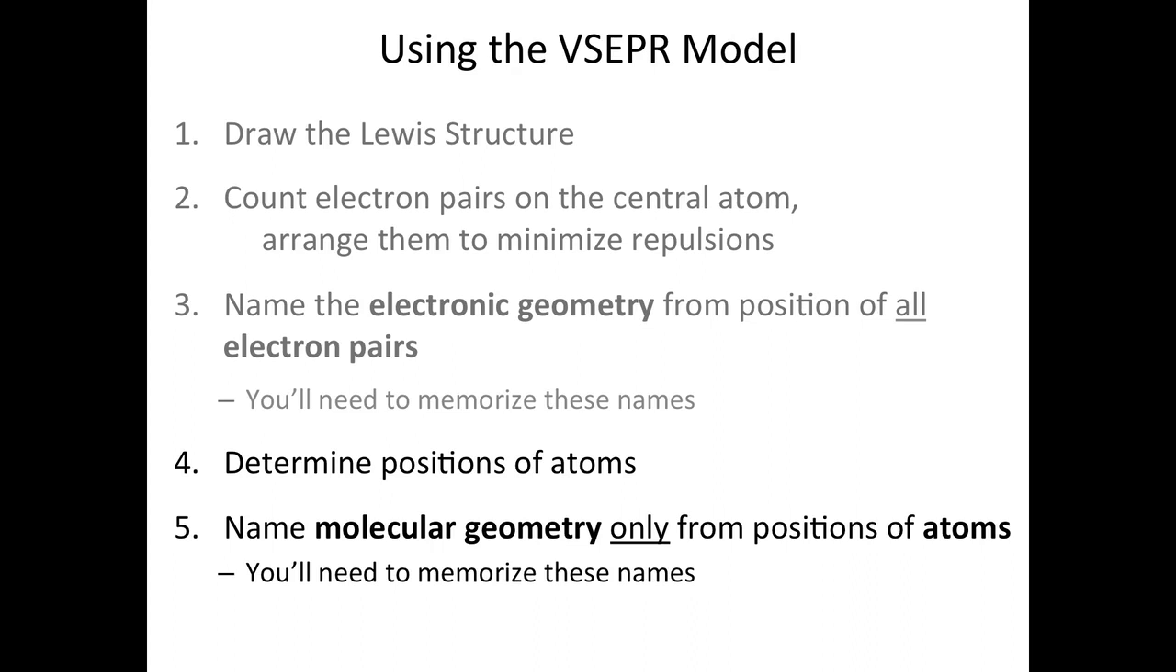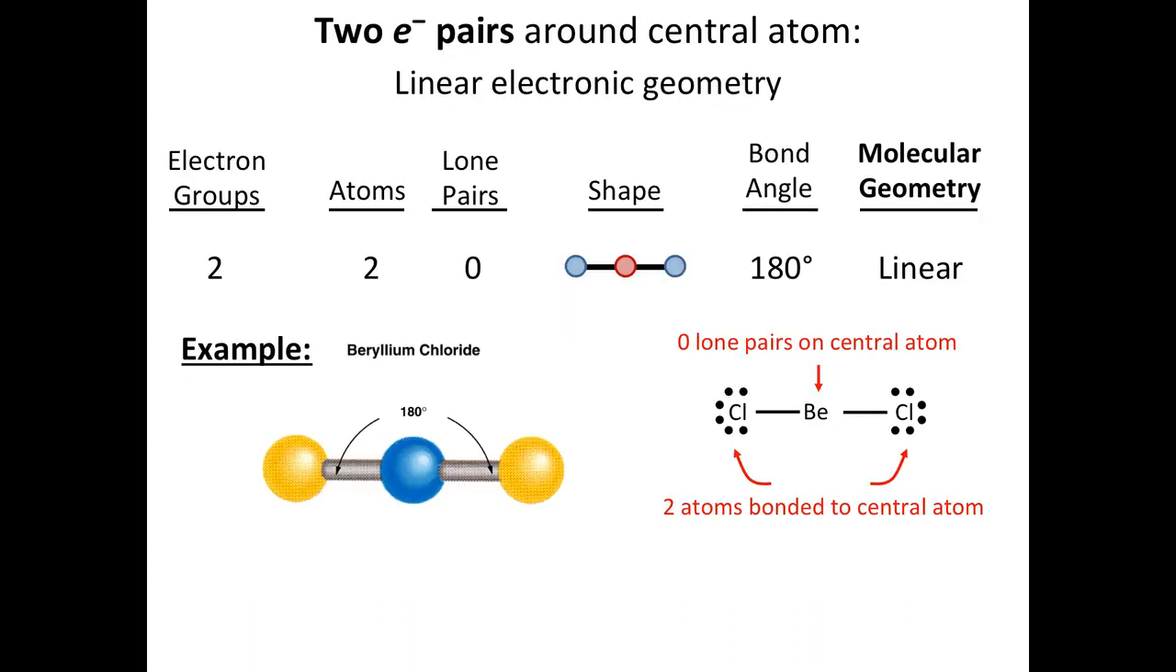So we just named the electronic geometry. That's number 3 on this list. And you call that based off of all the things attached to the central atom, whether they're atoms or lone pairs or whatnot. Now we have another name called the molecular geometry, where we name this just from the positions of the atoms. And there's a few more names to memorize. Now, if your molecule has no lone pairs, then your electronic and molecular geometries are the same. It's when you have lone pairs that it starts to mess things up. So let's talk about these in order.